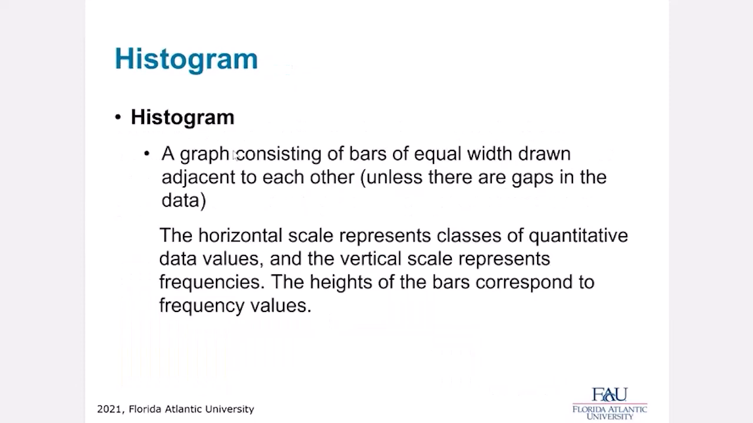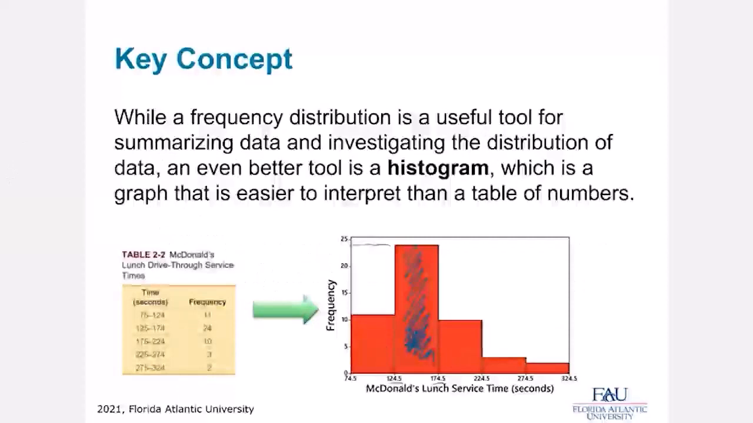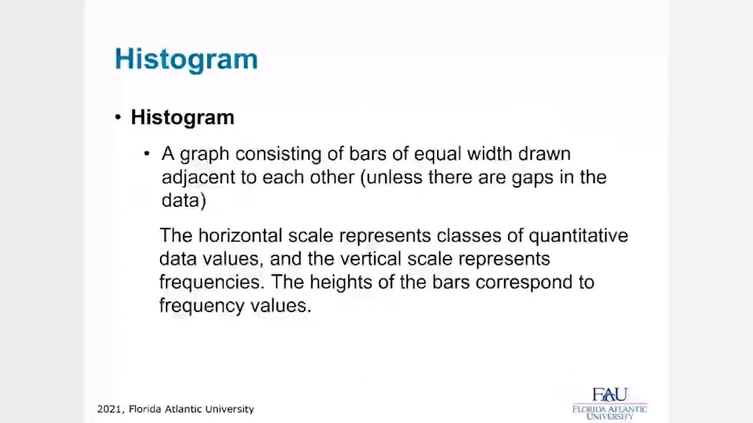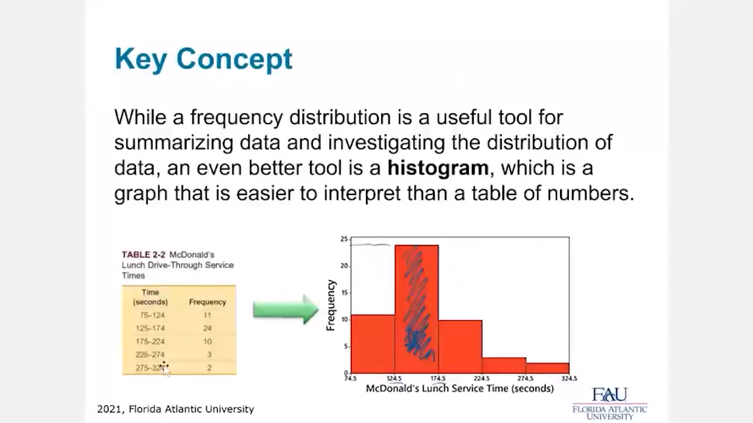A histogram is a graph that consists of bars of equal width drawn adjacent to each other. That means they're right next to each other, just like we saw here. These are bars right next to each other. The only way they wouldn't be exactly next to each other is if there was a gap. Why would there be a gap? Let's say between 225 and 274 seconds, nobody took that amount of time and there'd be a zero. It would look like a gap here in our histogram.